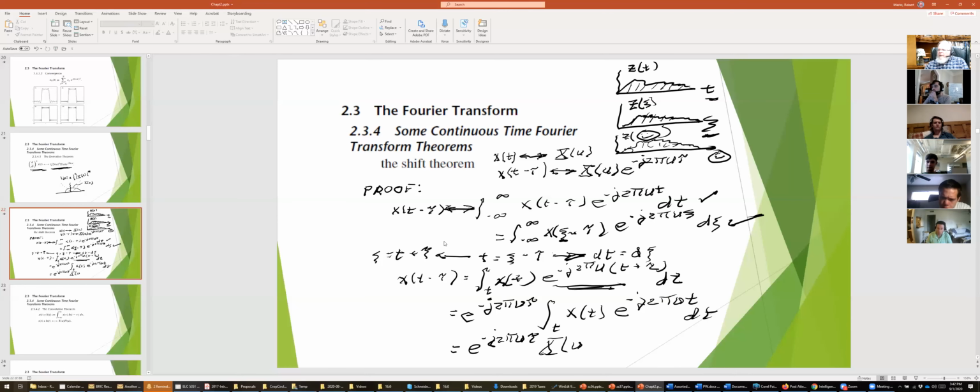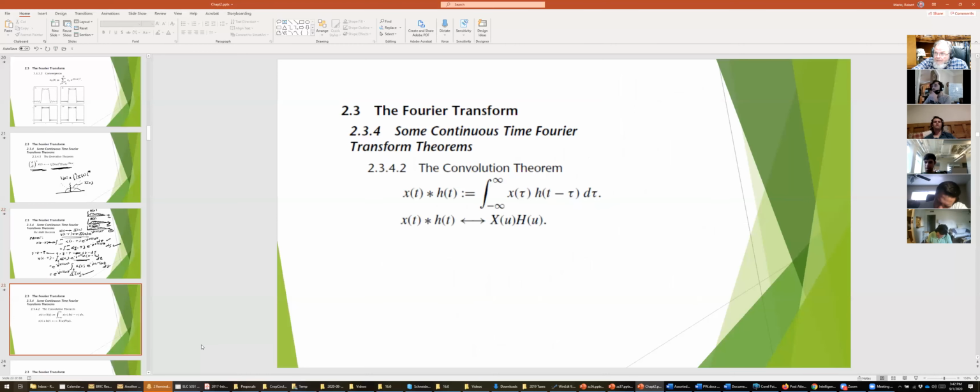So therefore, we have derived the shift theorem, because what I just wrote here was what I promised up here, right? So that's the shift theorem of Fourier analysis. So it makes sense, because if you delay a signal, you should have the same spectrum, except that it's modified by a linear phase shift.